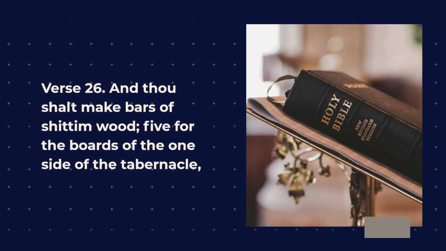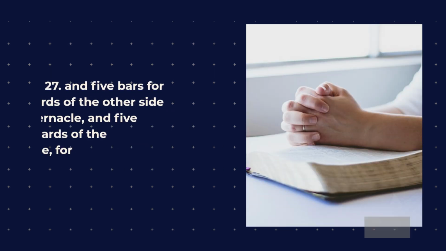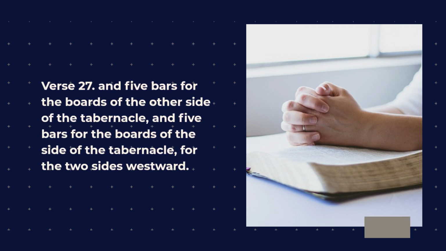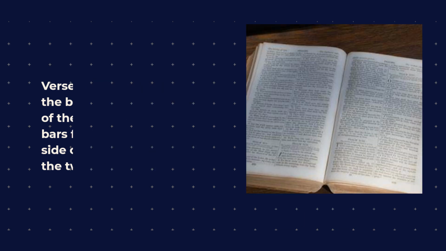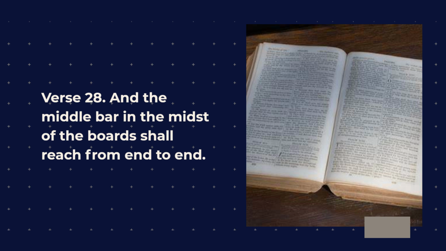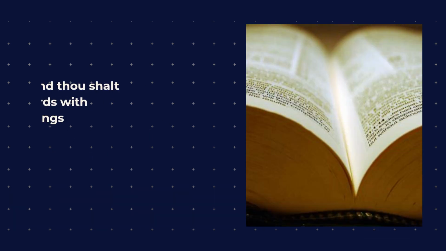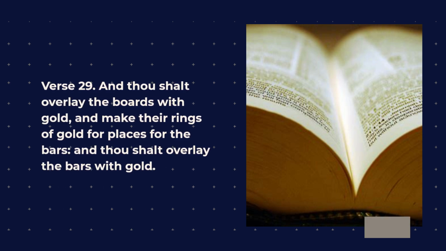Verse 26. And thou shalt make bars of shittim wood, 5 for the boards of the one side of the tabernacle. Verse 27. And 5 bars for the boards of the other side of the tabernacle, and 5 bars for the boards of the side of the tabernacle, for the 2 sides westward. Verse 28. And the middle bar in the midst of the boards shall reach from end to end. Verse 29. And thou shalt overlay the boards with gold, and make their rings of gold for places for the bars, and thou shalt overlay the bars with gold.